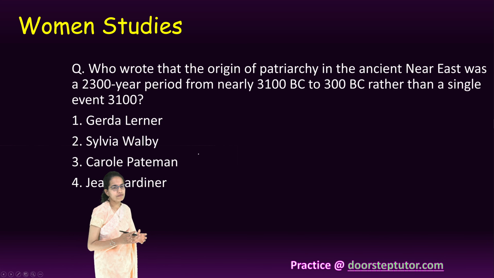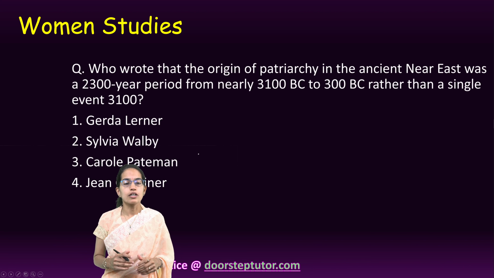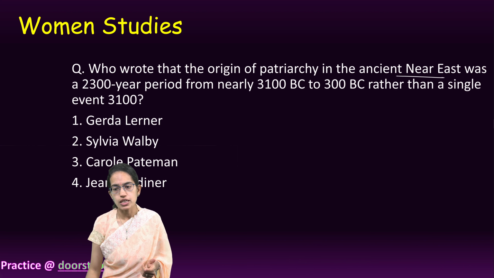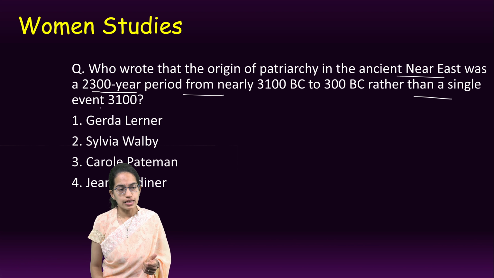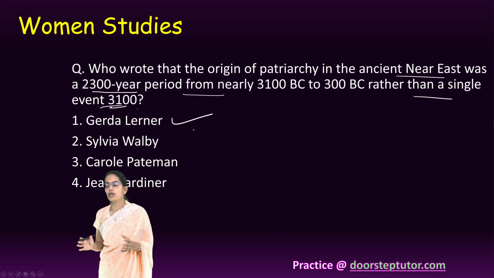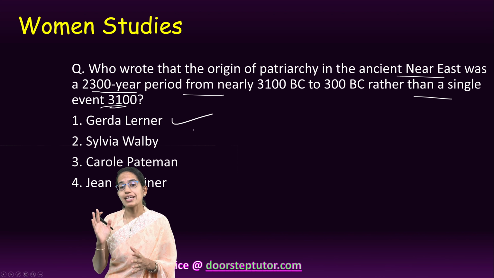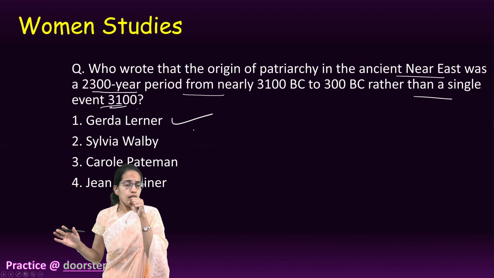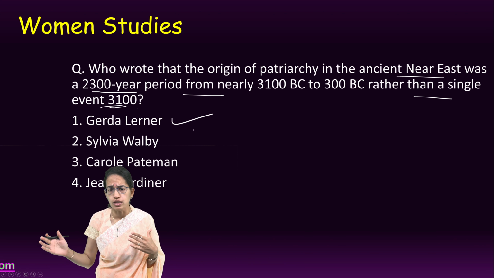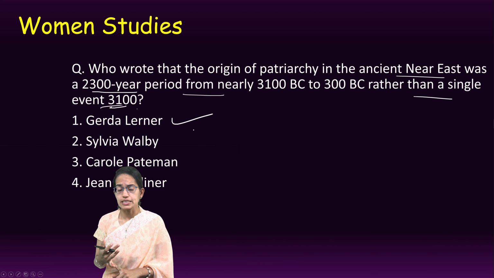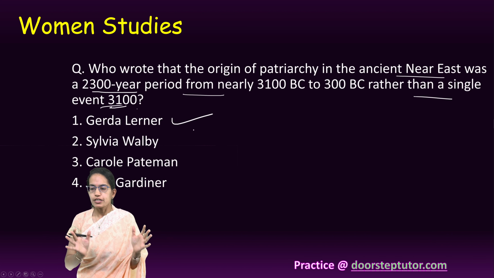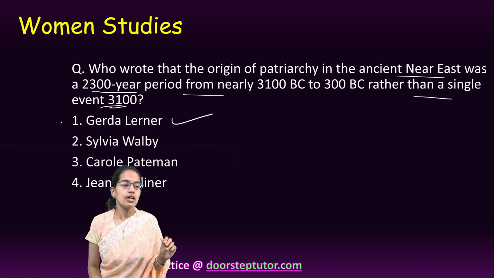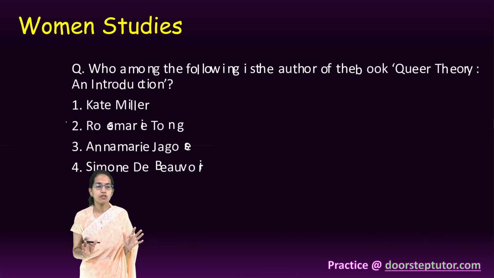The next is a very interesting question which talks about the concept that the origin of patriarchy in the ancient Near East was a 2300 year period rather than a single event, and this has been written by Gerda Lerner. Gerda Lerner, in the book The Creation of Patriarchy, talks about the ancient Mesopotamian civilization and the later Western society, and focuses on the pictures, metaphors and myths, focusing on the patriarchal concepts in the Western culture and how it took place in the East later. So this is the correct answer for the question, a very direct question on one of the works on gender studies.